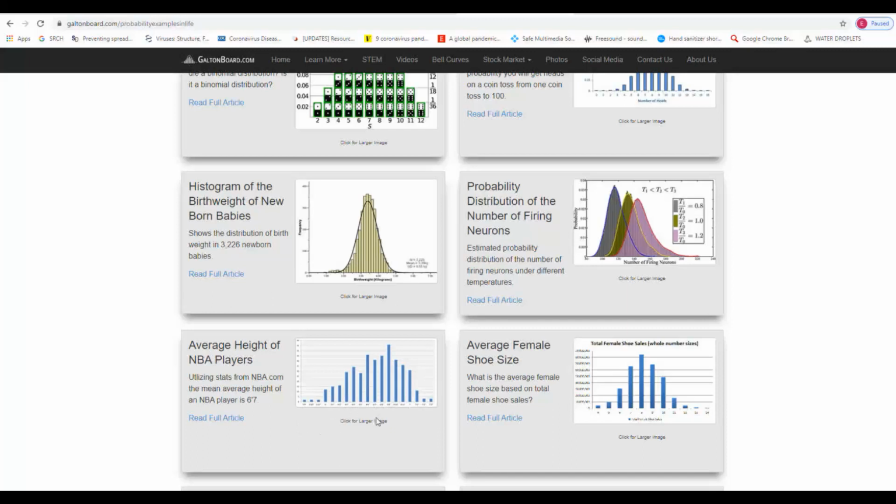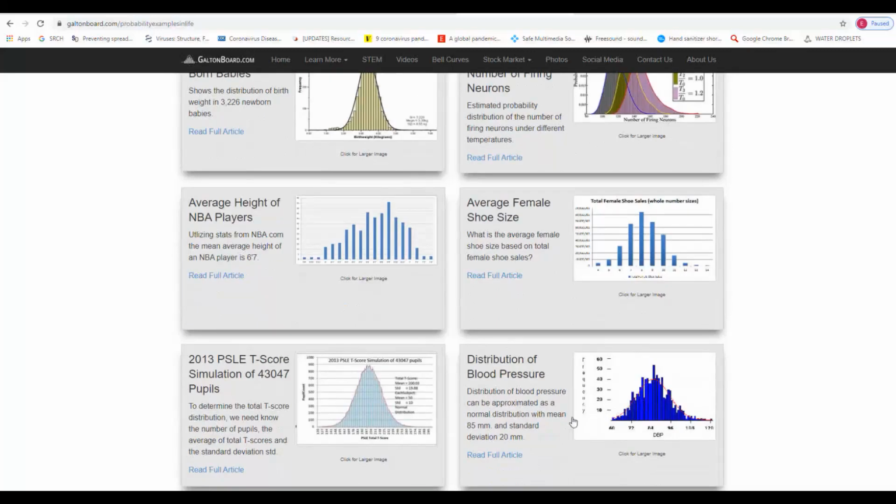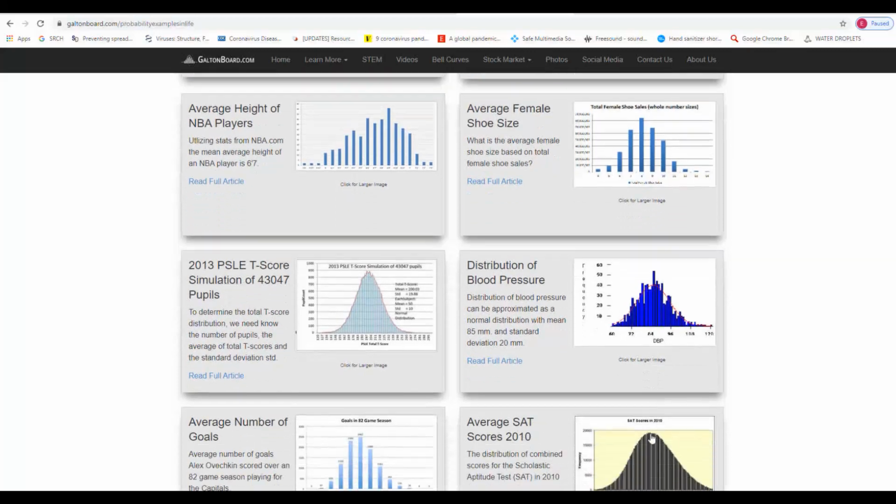Again, this is not exactly symmetrical. I would say it's skewed to the left, right? You see what I'm saying here. It goes down more slowly to the left. But, on the other hand, average female shoe size, that looks very symmetrical to me. Here's something about T-scores of pupils. And I don't know what they're talking about. Are they talking about students or eyeballs? You know, that's interesting. You've got to read that, find out what they're talking about. Here's blood pressure. Very, very normal looking to me.